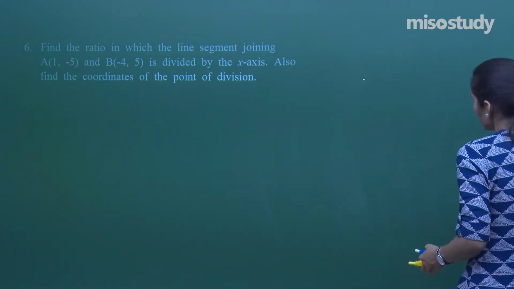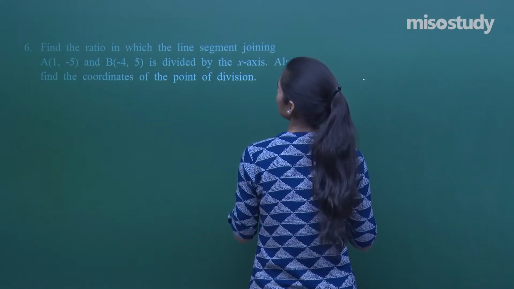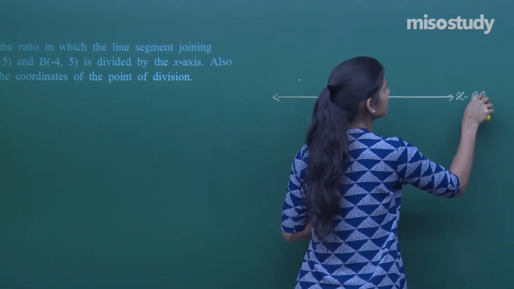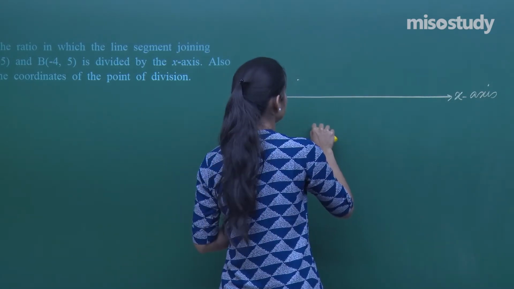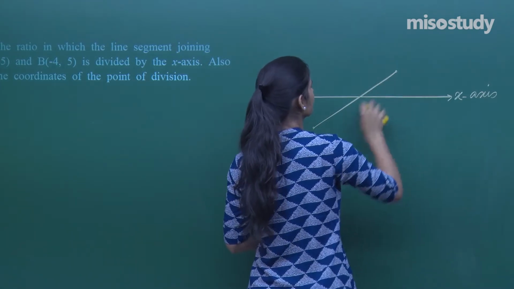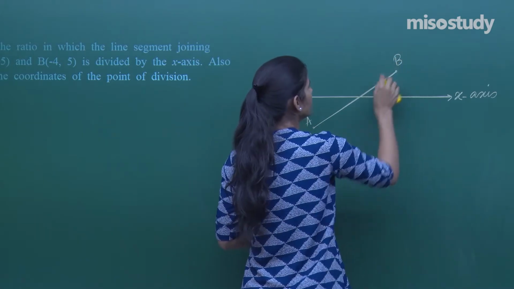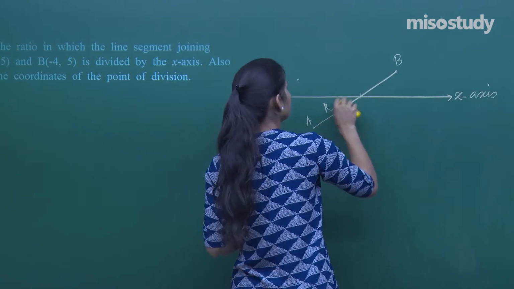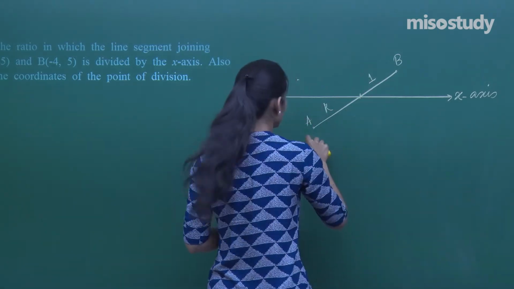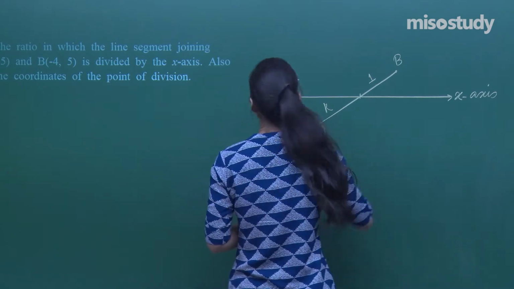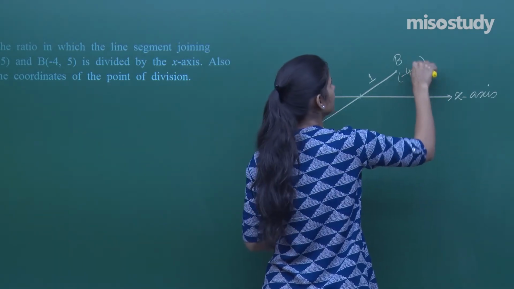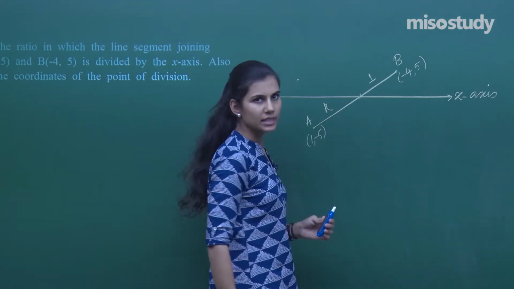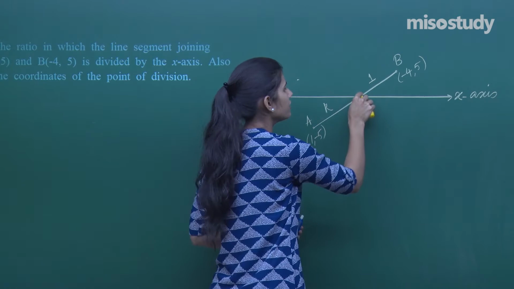Next we have find the ratio in which the line segment joining A and B is divided by the x-axis. Okay, so the x-axis is dividing this line segment joining A and B. Say this is the x-axis and this is some line segment which is being divided by the x-axis in some ratio. Let that ratio be k is to 1. A has coordinates (1, -5) and B has coordinates (-4, 5). Find out the ratio in which x-axis divides the segment AB and find the point of division.